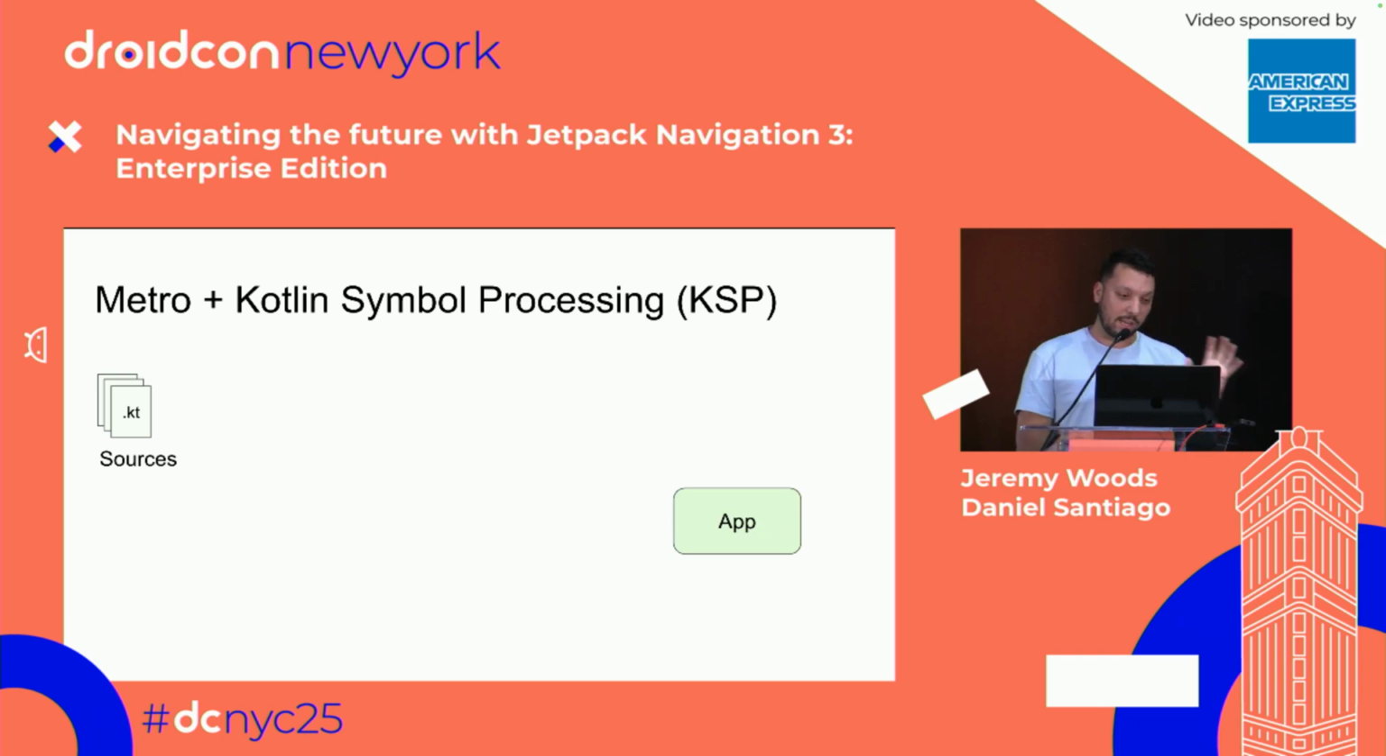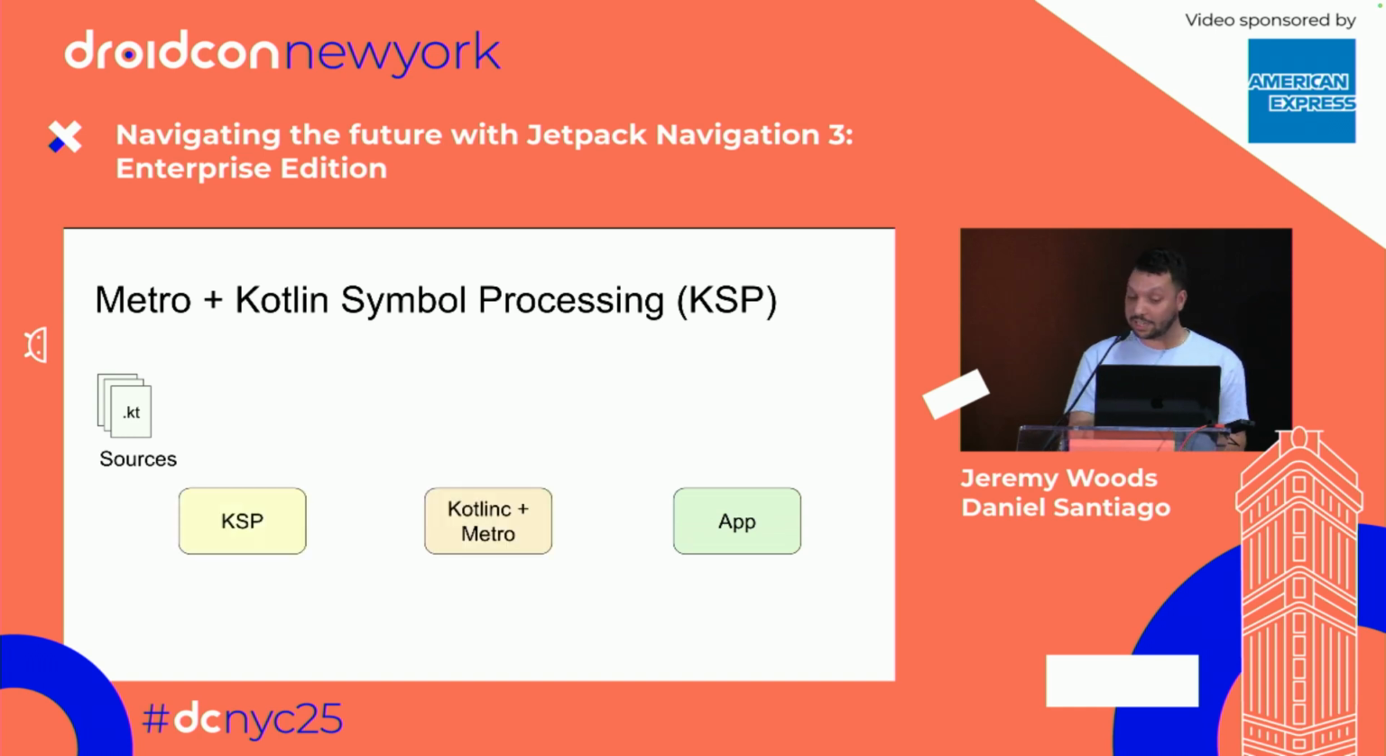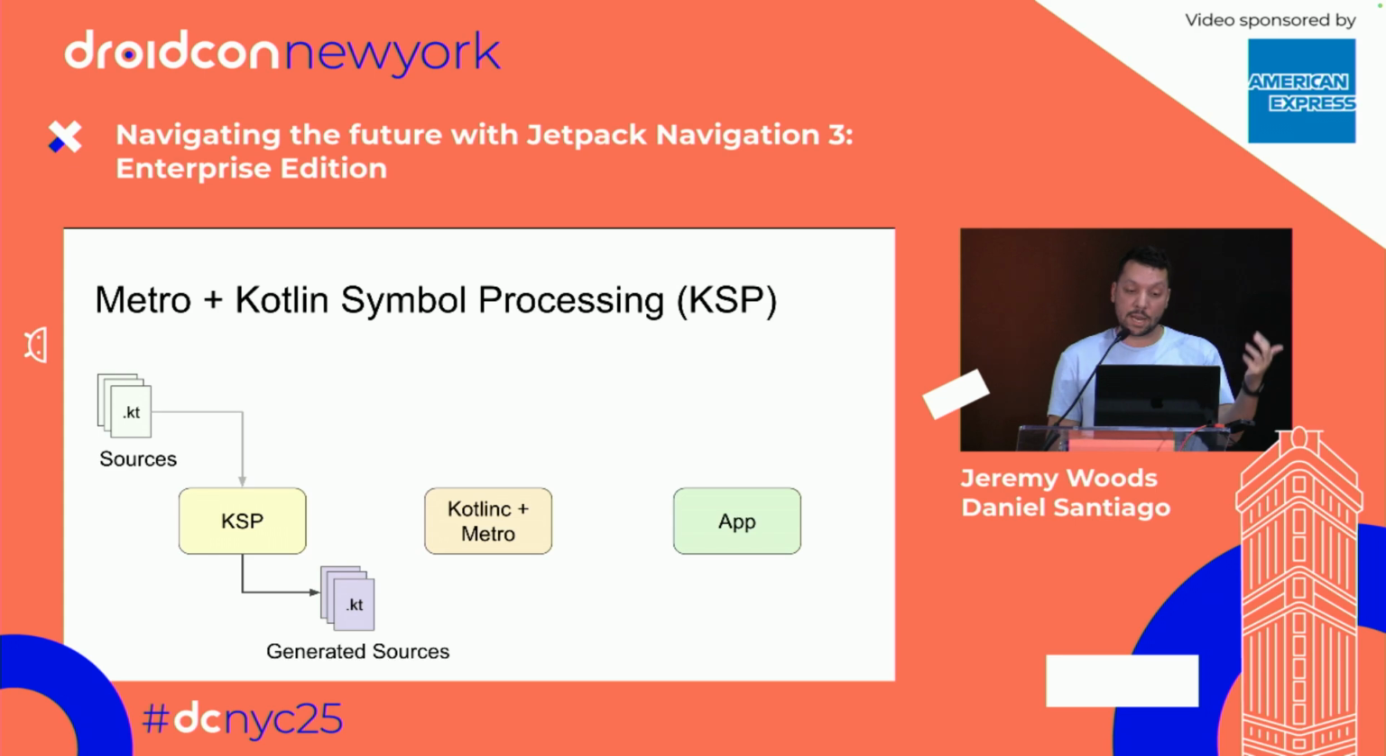In essence, when you build an app, you give it your Kotlin sources, and at the end of it, you want to have your app. In the middle of this, there are many things that happen, but between those things, specifically KSP and kotlinc with Metro happen. So to put it in perspective, we're going to feed some sources into KSP. We're going to make some APIs, but through those APIs, it'll generate new sources. What are those sources? Well, it's those contributions that we would have manually written. Then kotlinc runs again with Metro.